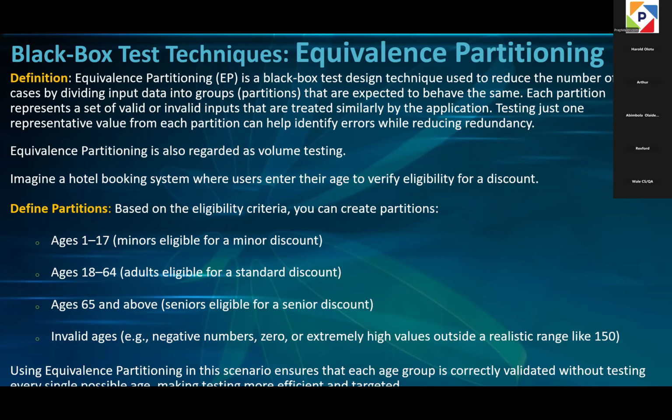Okay, there will be different discounts allocated for that group, and you look at the adult too, from 18 to 64. There's a standard discount that you will give. Then from age 65 and above, this age range is eligible for a senior discount. So you see how you can test, because testing individual ages is going to take time, and that is going to be impractical.